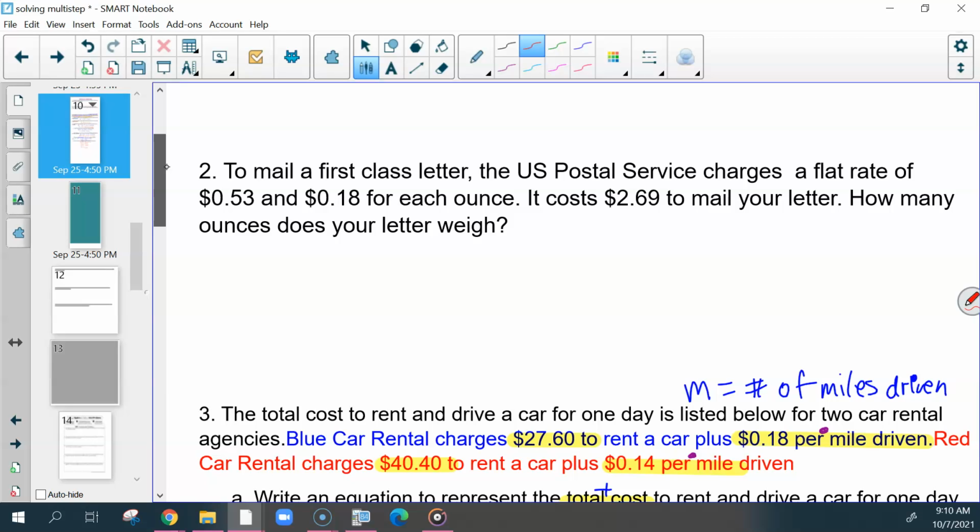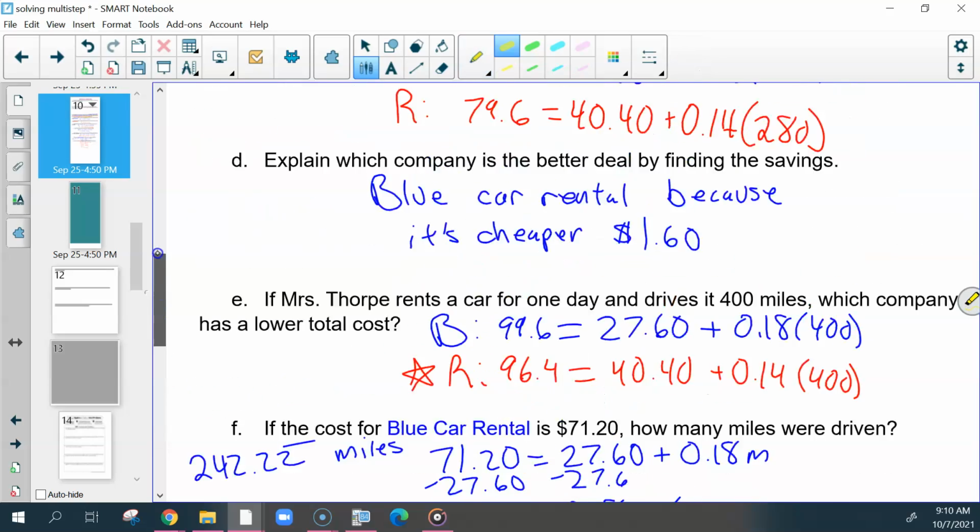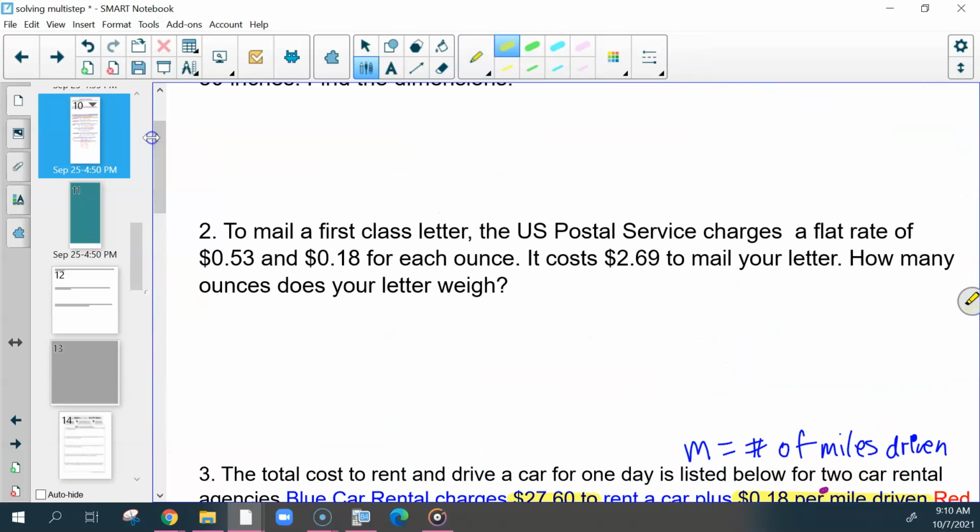Hold on 1 second. What is important here? 0.53, 0.18, and 2.69. Okay. All of the numbers are important to me. What does it want us to find? Ounces. How many ounces?